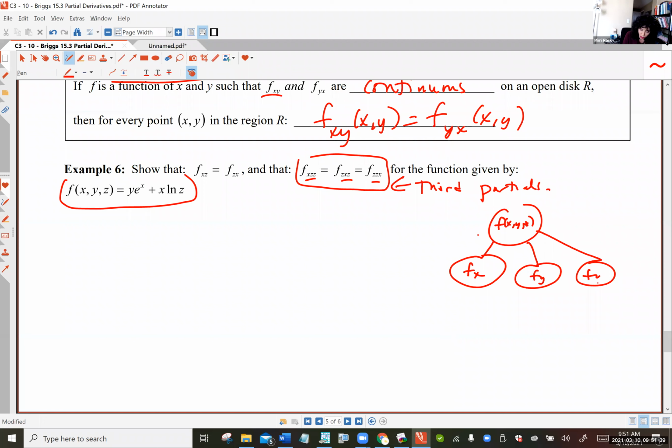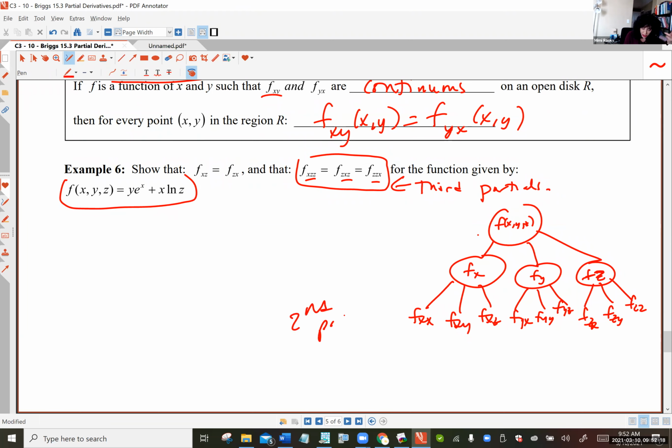So he would have 3 kids, 3 first partials, right? How many second partials do you think this guy would have? 6? A little bit more. 9. Yeah, you're going to have fxx, fxy, fxz. Then you're going to have fyx, fyy, fyz. And then this is fz over here. I didn't write it very well, fz. So you're going to have fzx, fzy, and fzz. Yeah, you're going to have 9 grandkids. Those are the second partials.